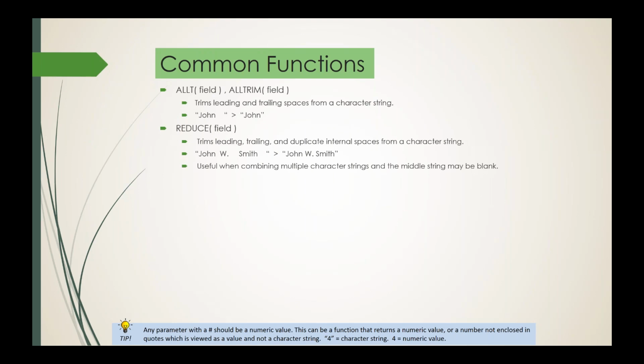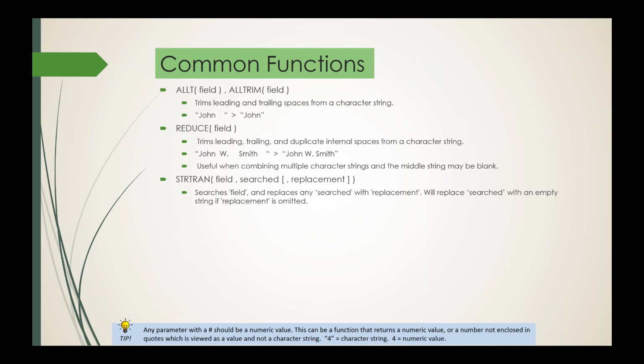Another one is reduce. What this function is going to do is trim the leading and trailing spaces, but it also removes duplicate internal spaces between words in that character string. So this is really useful when you're combining multiple character strings or fields together, and that middle field may be blank. So if you're combining the first, middle, and last field, and sometimes middle is blank, you might end up with a duplicate space in between first and last. But by issuing this reduce function on the entire expression, we can actually trim out those duplicate internal spaces.